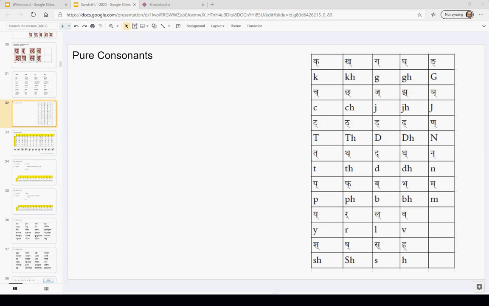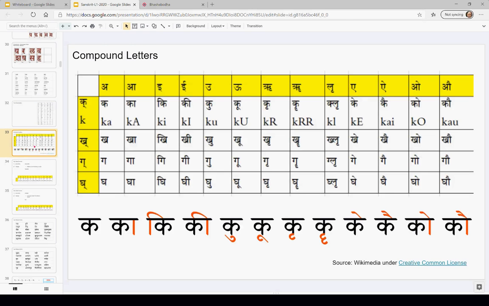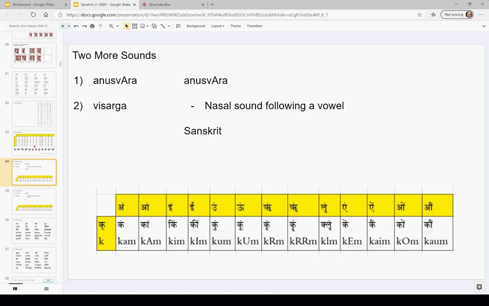These are the letters here, the pure consonants. A table is given here. The slanted line at the bottom represents the consonant. They are pure consonants, not adding any swara or vowel to them. You can practice all these.